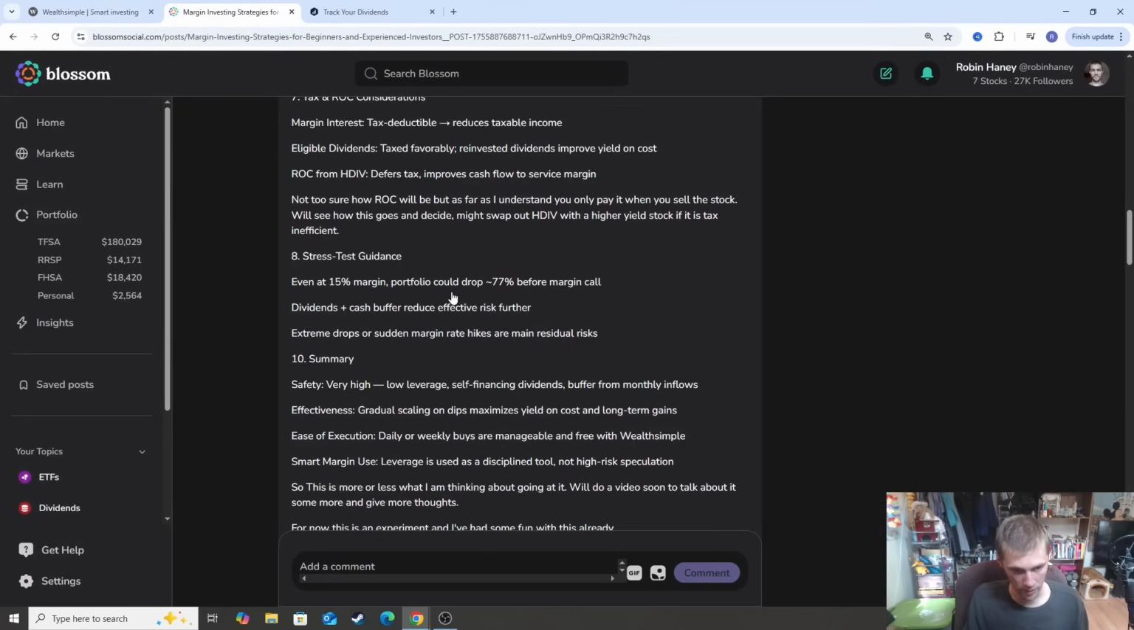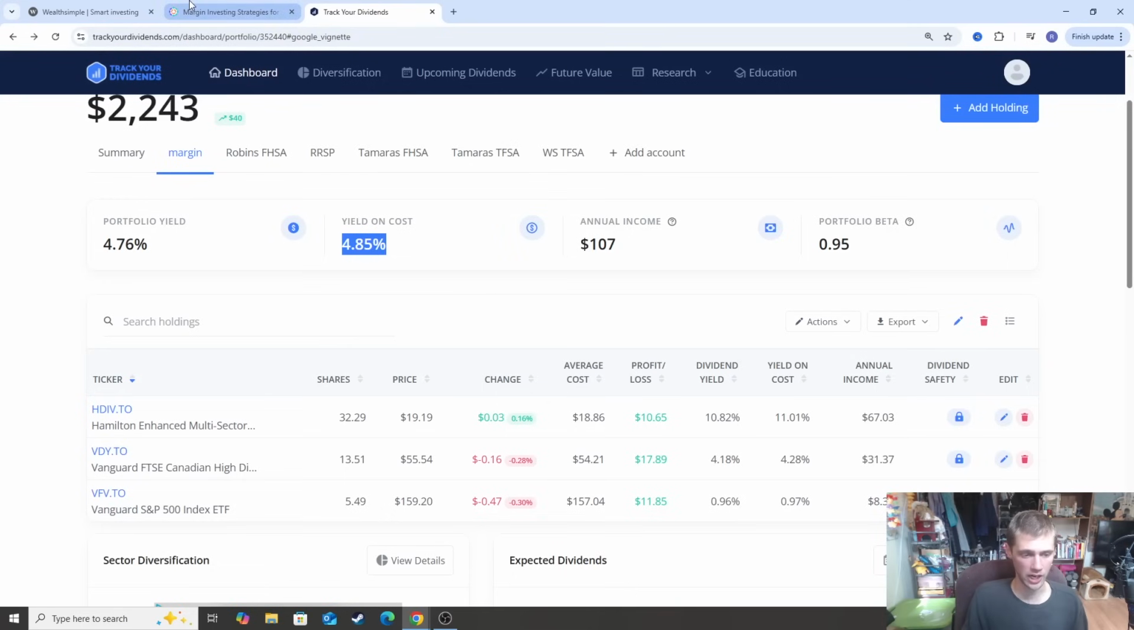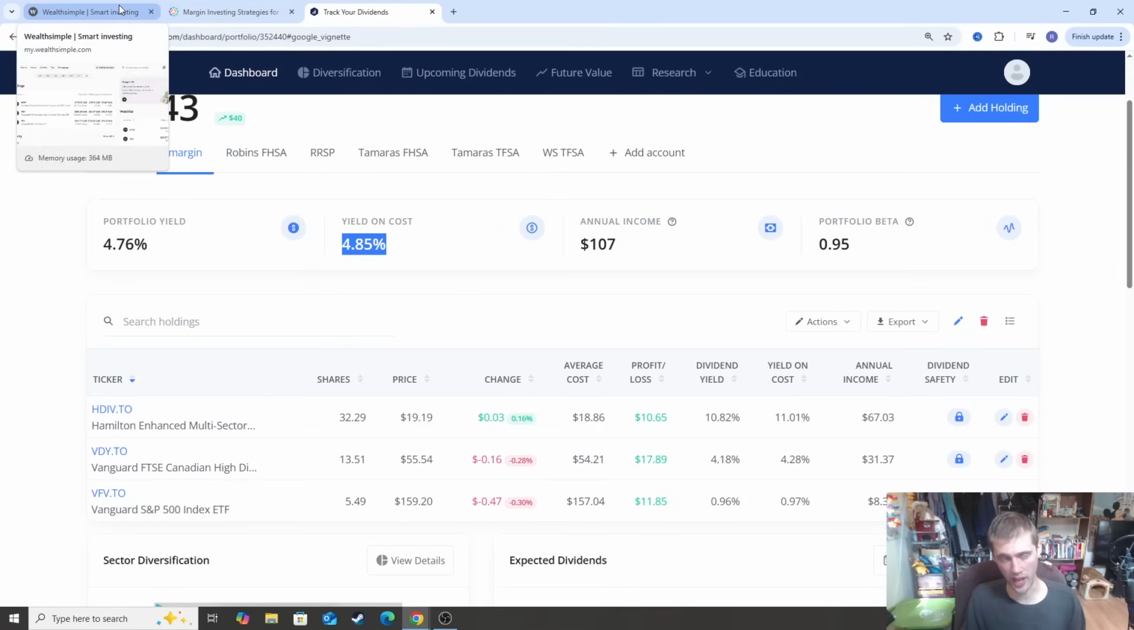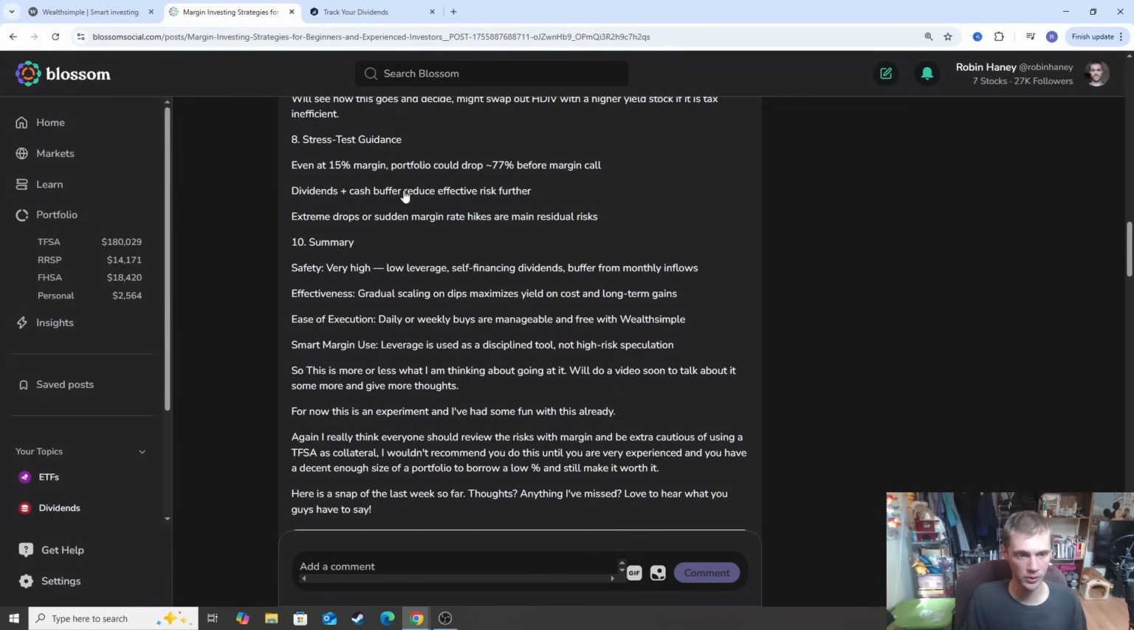But again, make sure you double check. You can actually go on the websites for the funds and check. You can go into Google and type in HDIV distributions or taxes, and it will tell you on the fund websites how much is capital gains, how much is eligible dividends, how much is return of capital, all that cool stuff. So that's a cool thing to check out.